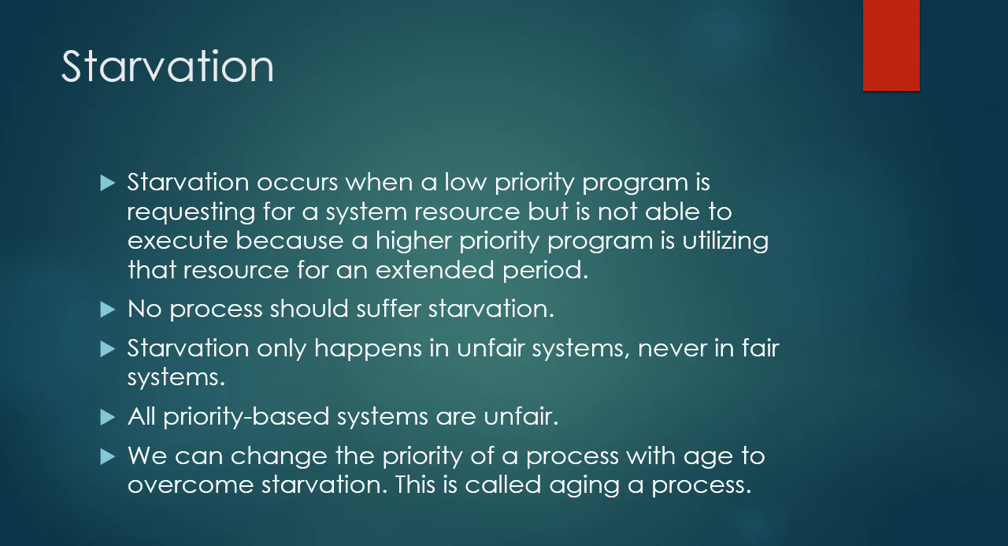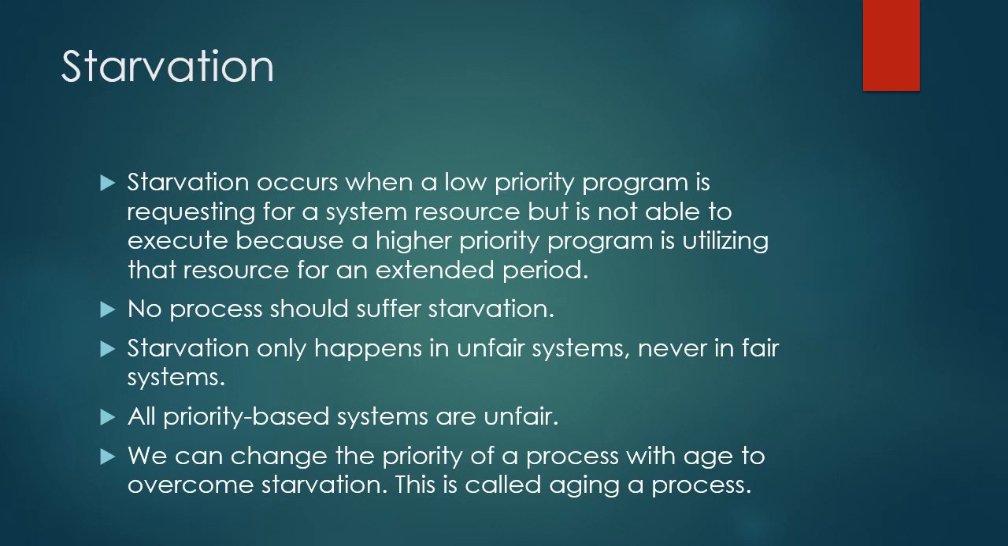When there is a steady supply of higher priority processes in the ready queues, low priority processes wait for long periods of time for selection. We say that the low priority process is starving. Starvation occurs when a low priority program is requesting a system resource but is not able to execute because a higher priority program is utilizing that resource for an extended period. No process should suffer starvation.